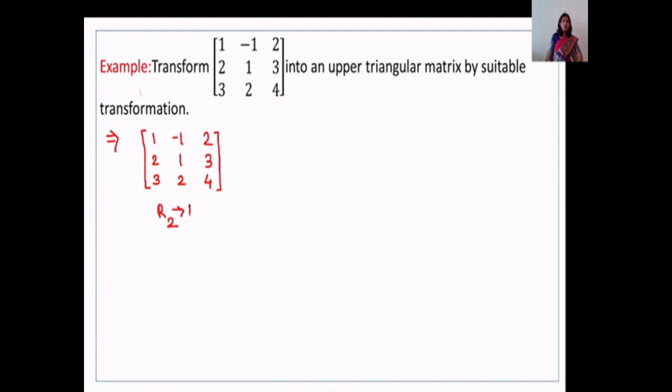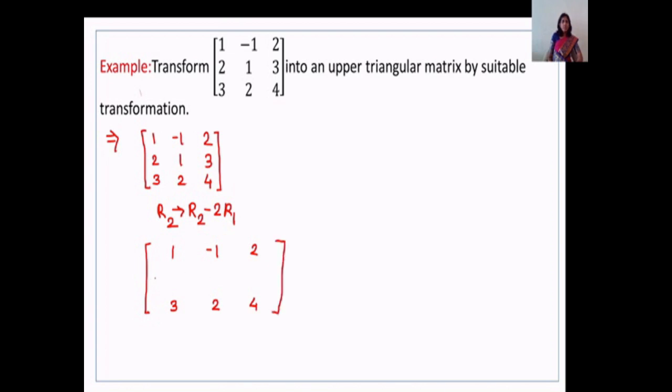So we have to make change in R2. R2 gives R2 minus 2 times of R1. Here is transformation. So here change in R2. So R1 and R3 as it is. So we write here R1 and R3, that is 1 minus 1 2 and 3 2 4. Now R2.